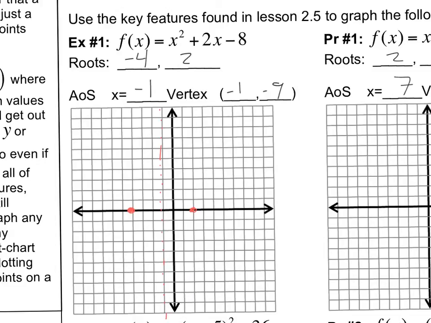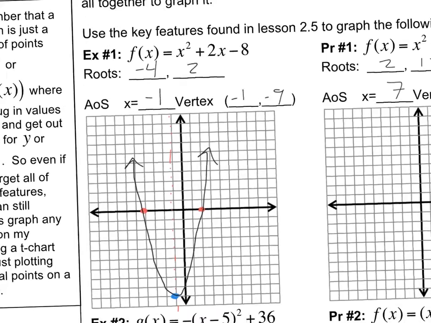Okay, so that means that my vertex is actually going to be on here. I found my vertex earlier. It's -1, -9, so let's put that in blue. Okay, so now I have my roots and my vertex, and I can go ahead and just sketch a graph here. It's going to look something like this. It's going to go down, and it's going to curve around right at that point and go back up.